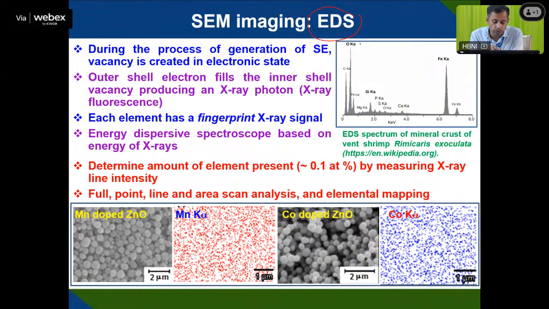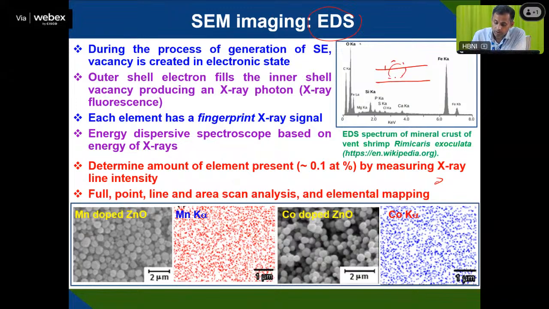During the process of generation of secondary electrons, once a core electron is knocked out and comes out from the surface, what will happen? A vacant site will be created, which is filled with the production of an X-ray photon or fluorescence. You can see here, you have an electron here, and that electron is knocked out. So what will happen? You now have a hole here.